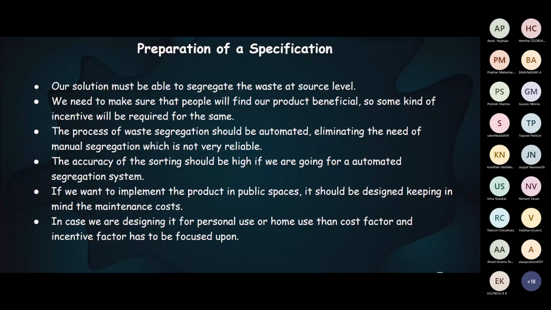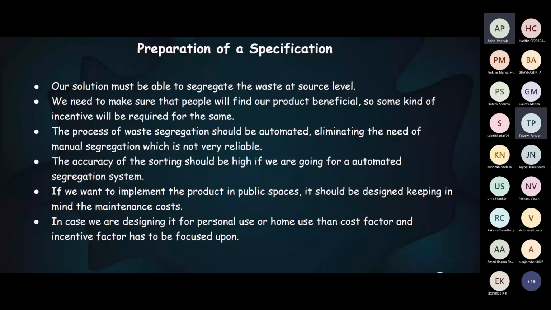So we should provide something as an incentive from our side in the product, which will encourage them to use the product. And also, as we are all students of engineering, I guess we should work on some technological aspects. To eliminate the need of manual segregation, which is not being followed by most of the people, we can replace it by an automated process.